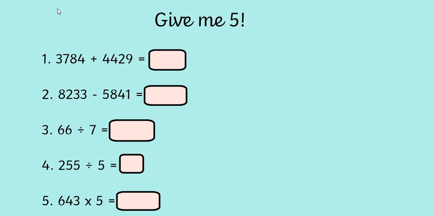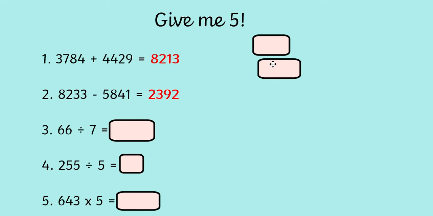So let's get those 5-minute timers out and start with our Give Me 5. Pause the video and come back for the answers. Okay, so the first one was a column addition. You should have done that and got 8,213. The next one was a column subtraction. You should have done that and got 2,392. Next one's a little bit trickier, so let's go over that together.